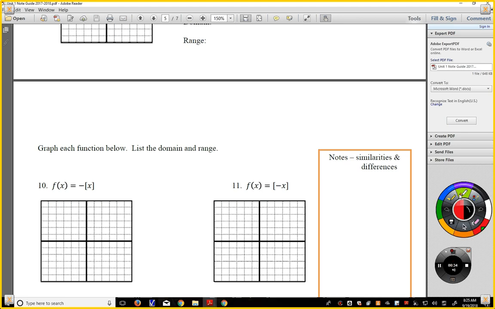Okay, so we graphed the first one, right? But then we weren't sure what we were going to call it. That's where we left off. Okay, so we were looking at the graph of the first one.